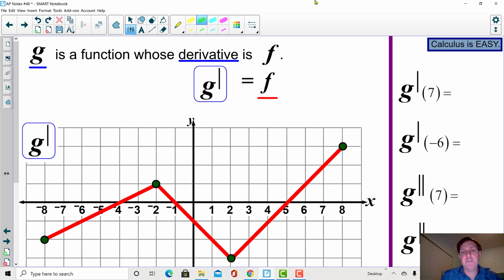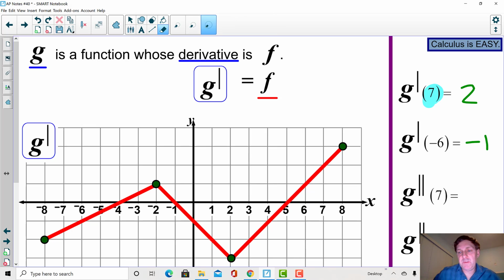Since this is the graph of g prime, if we're looking for g prime of 7, then you just go to x equals 7, and you can see that g prime of 7 is just going to equal 2. Same thing with g prime of negative 6. If you just go to negative 6, you can see that you get negative 1.